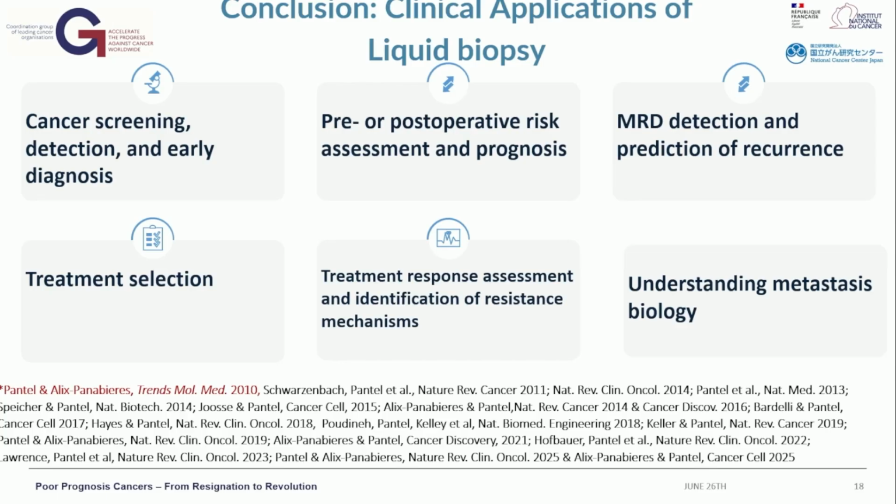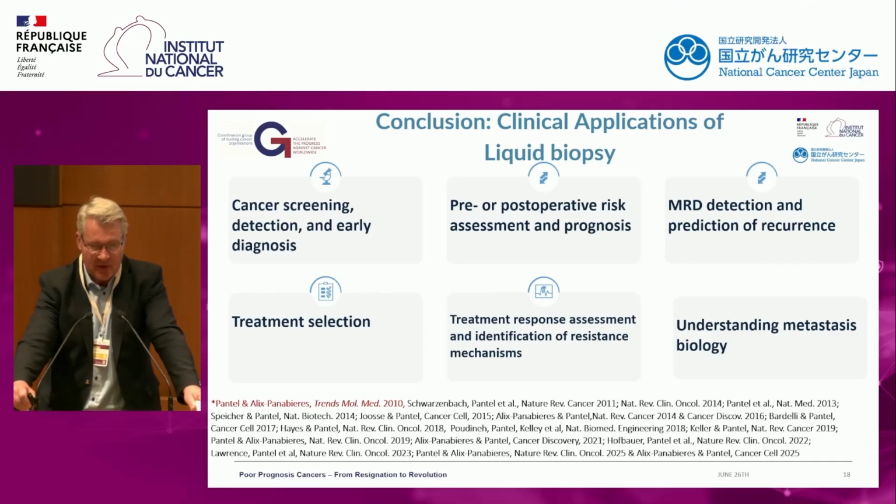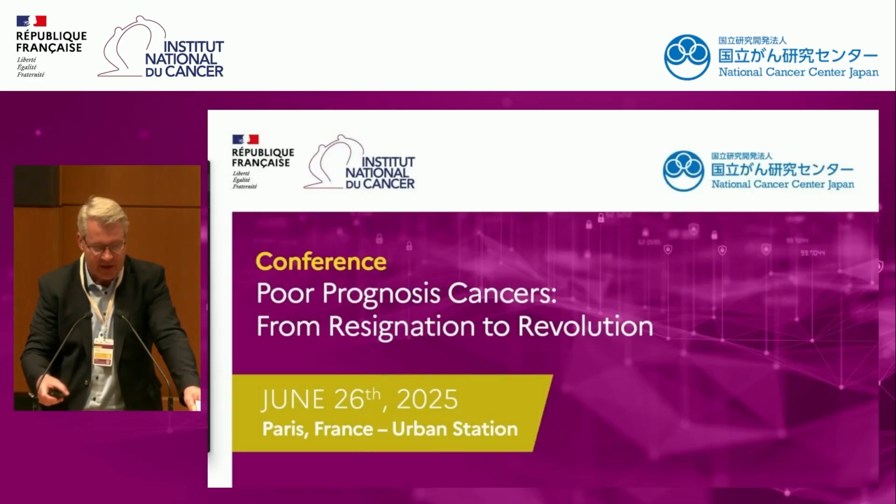Then we can use the information from the liquid biopsy for treatment selection because we can look at molecular alterations. We can assess the treatment response, identify resistant mechanisms by sequentially looking at blood samples. And last but not least, learn something about metastasis development in the cancer patients. Thank you very much.